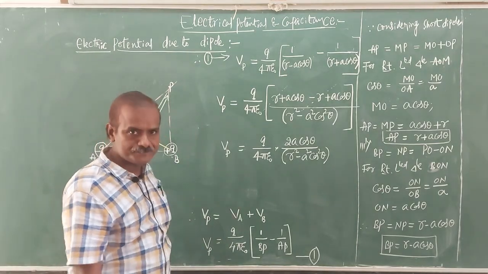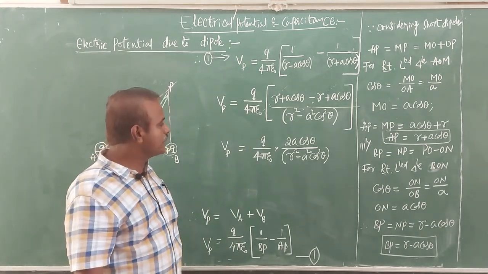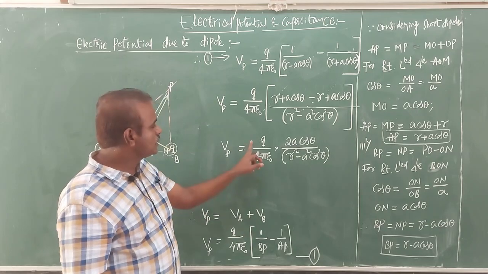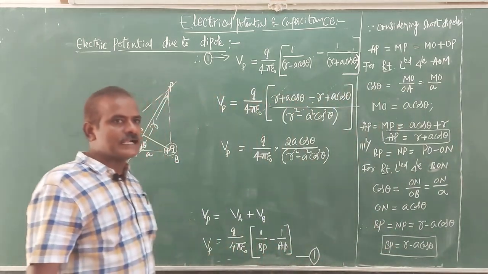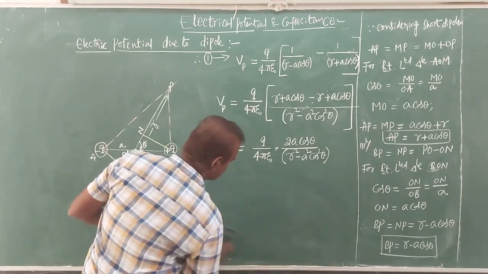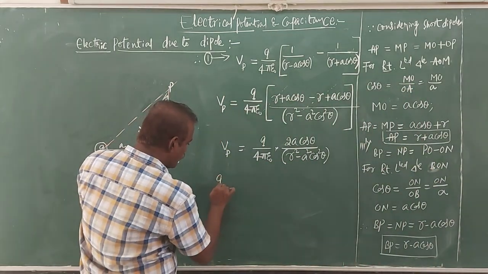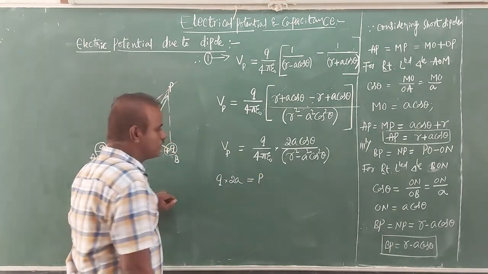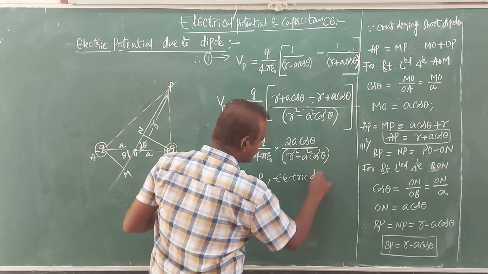This is the most generalized formula, and you remember q into 2a, charge into length of the dipole. It is called the electric dipole moment. So we can replace q into 2a is equal to p. What is p? Electric dipole moment.